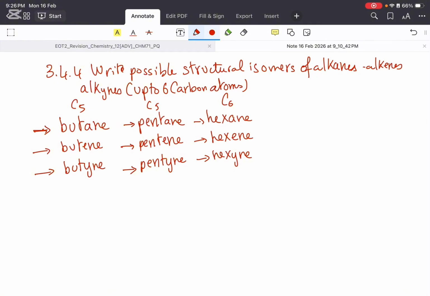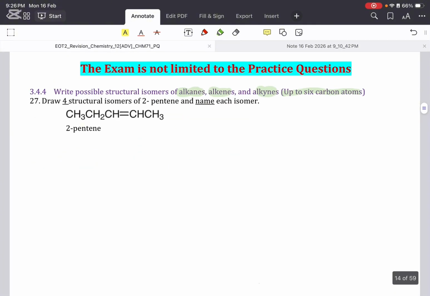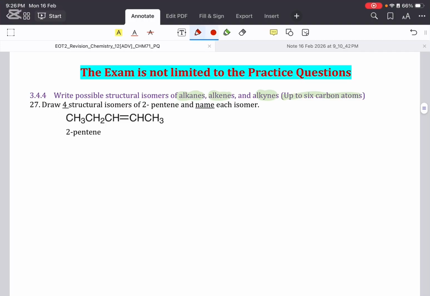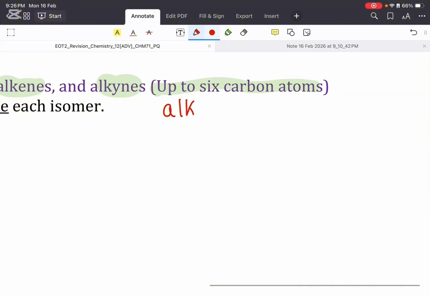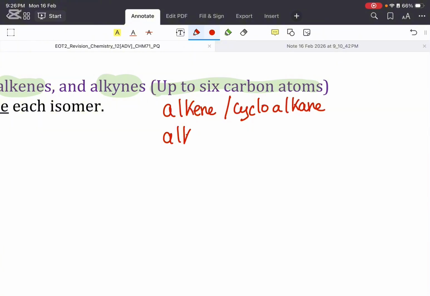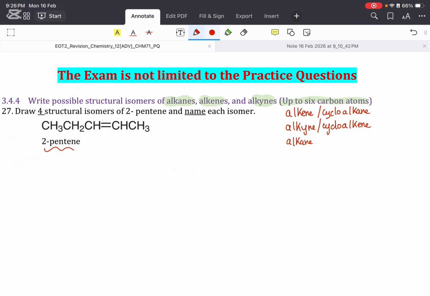Now, let me first finish what they are asking me here, the pentene. You need to know that if I have alkenes, alkenes can have isomers between each other and also isomers with the cycloalkane. If I have alkynes to draw, they can have isomers with other alkynes and isomers with cycloalkene. Alkanes can only have isomers with alkanes and nothing cyclic, which means I have more options to draw.